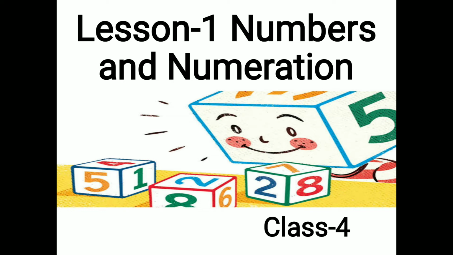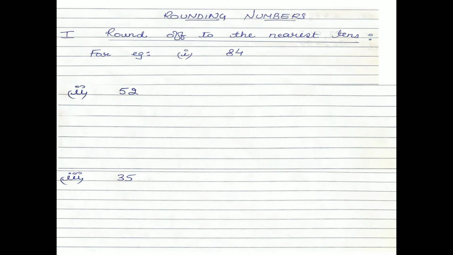In the previous classes you have done nearest tens on a number line. But today I will tell you a different method of rounding numbers to the nearest tens. So let's start with an example. Now see, this is the example that is written: 52. If I want to round off this number, how will I round it off?